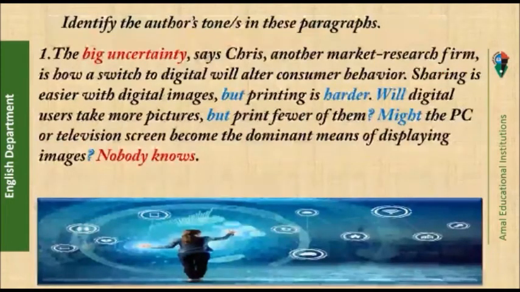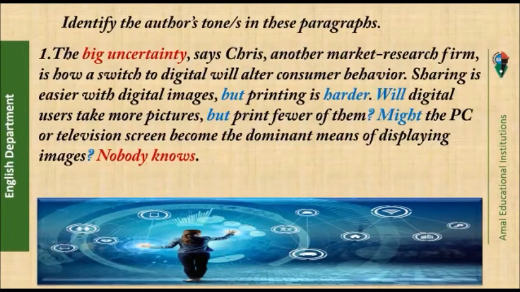Dear students, stick around and let's see how we identify the author's tone in paragraphs. We have 2 paragraphs. Let's start reading the first one. The big uncertainty, says Chris, another market research firm, is how a switch to digital will alter consumer behavior. Sharing is easier with digital images, but printing is harder. Will digital users take more pictures, but print fewer of them? Might the PC or television screen become the dominant means of displaying images?